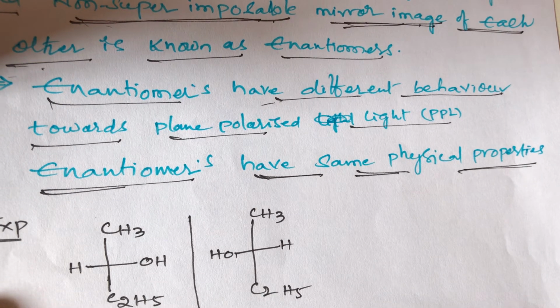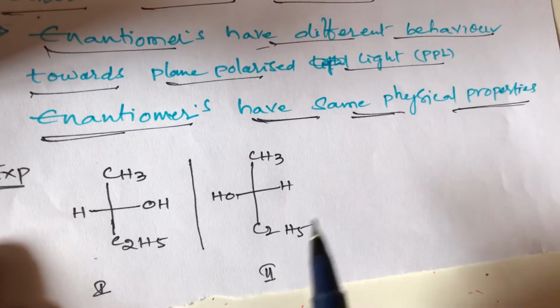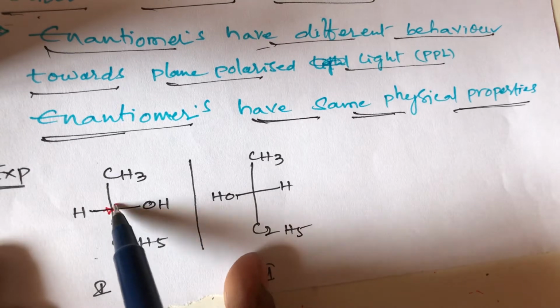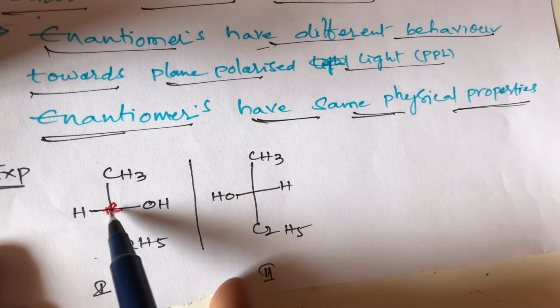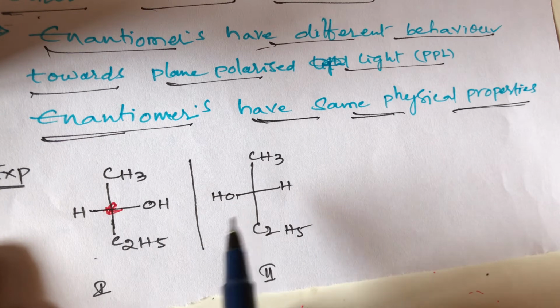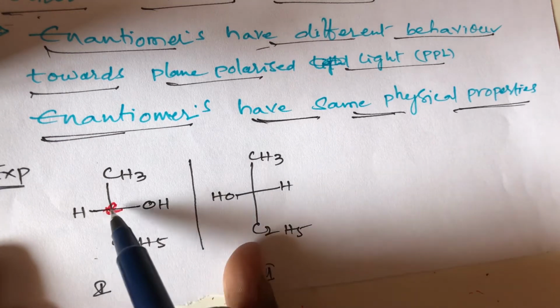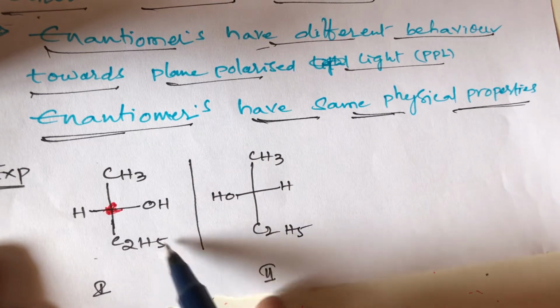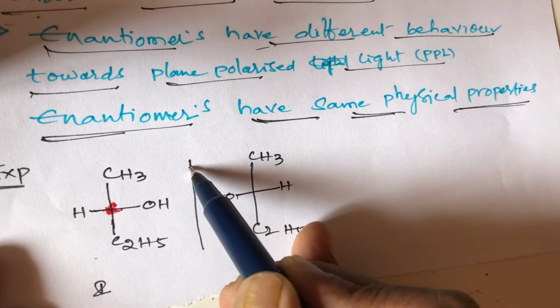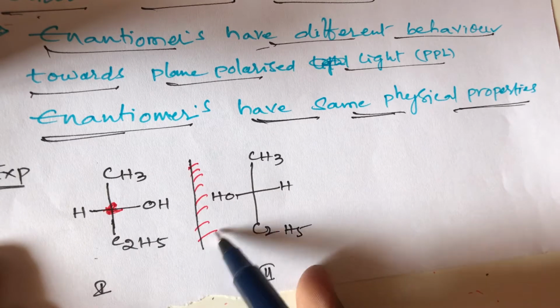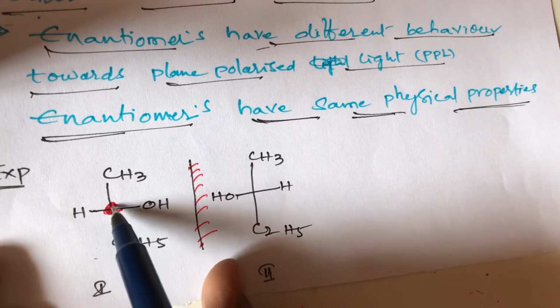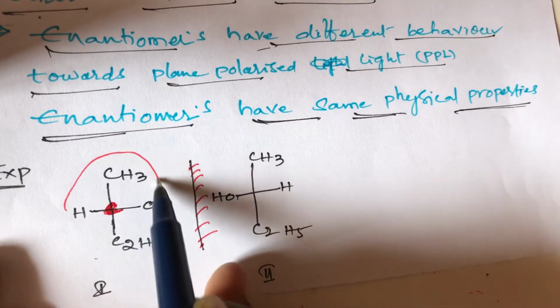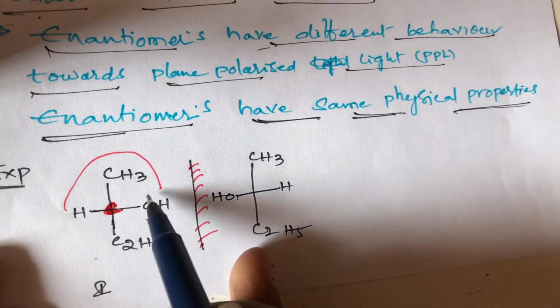Now take the example. Here one chiral center is this chiral carbon. This carbon has four different groups surrounding it, so that's why it is a chiral center or chiral carbon. This carbon has one hydrogen, one methyl group, at the bottom position one ethyl group, and one hydroxy group. These both are mirror images of each other. Because of this chiral center, the OH group present on the right hand side is called the dextro compound.